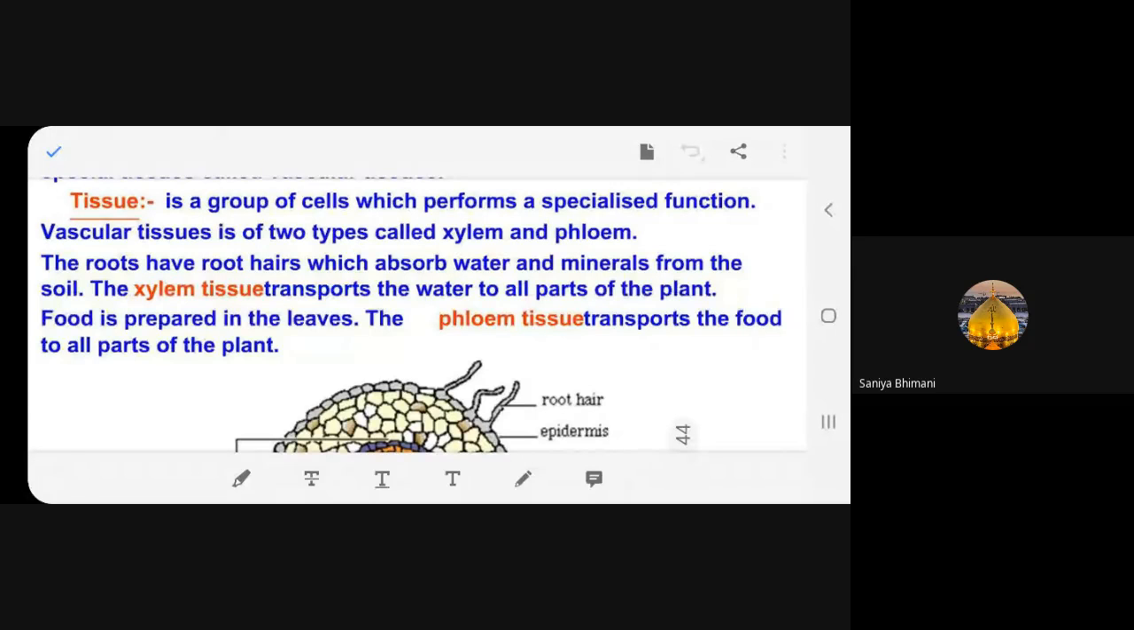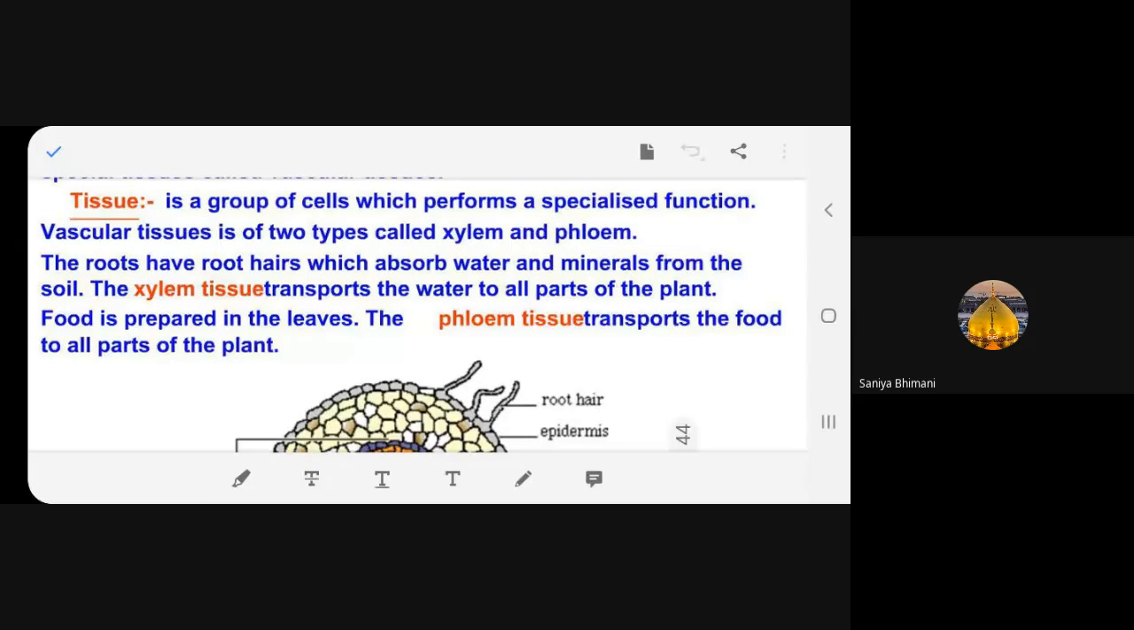The roots have root hairs which absorb water and minerals from the soil. Don't read it, please. Make it in your own words. Okay, ma'am. The root hairs absorb water, minerals, and nutrients from the soil.